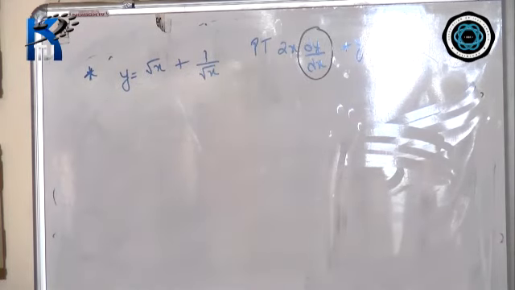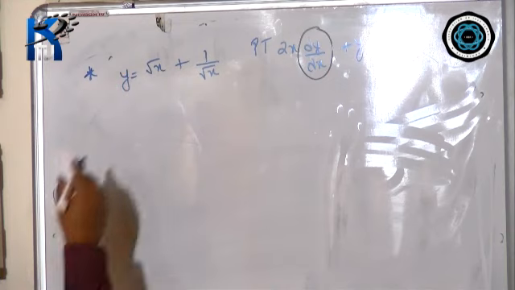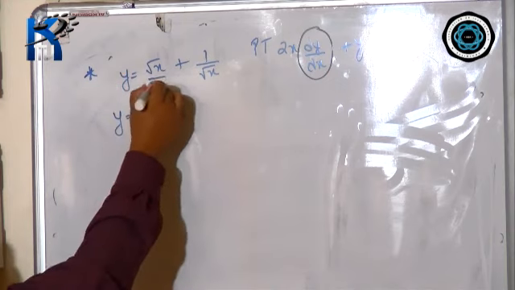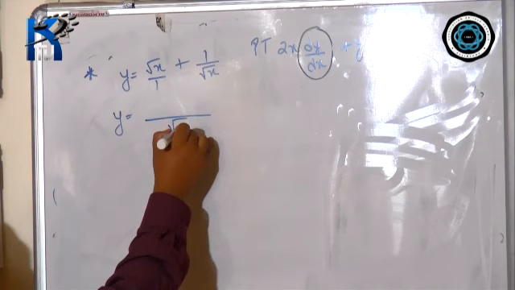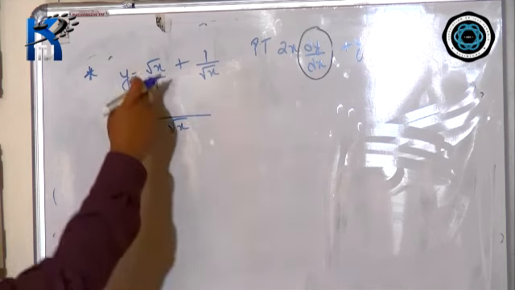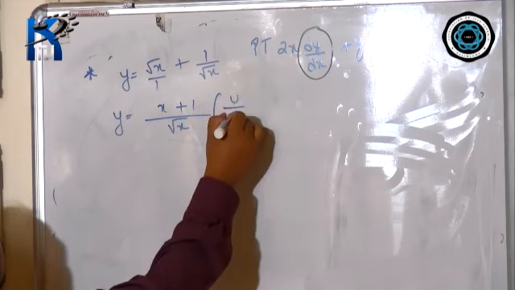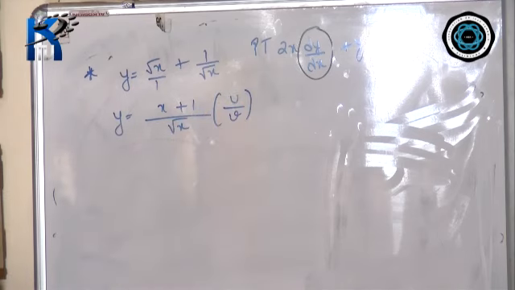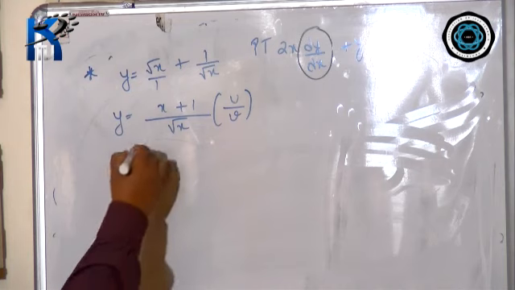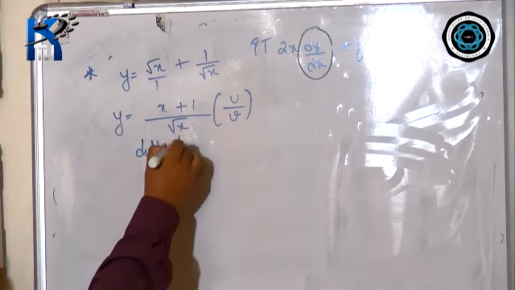Now what you are going to do is make this function simple. Let us find out the LCM so that you convert into quotient rule. The LCM is root x. Root x into root x will be x plus 1. So this is u by v form. Help me differentiate the function with respect to x.